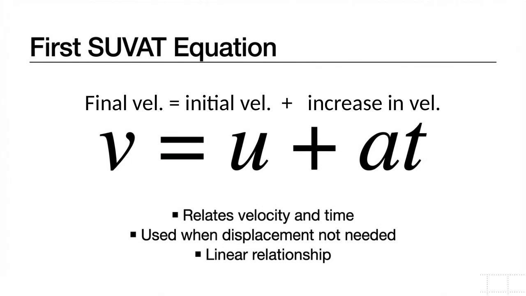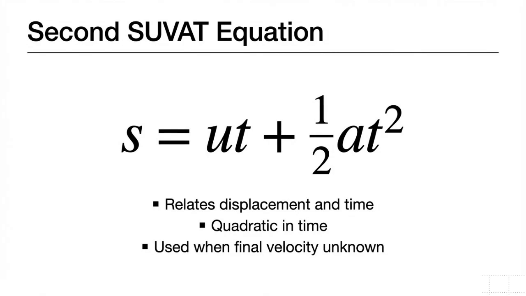This equation connects displacement with time by considering initial velocity and acceleration. It shows that displacement depends on both the time elapsed and the square of the time, which means the relationship is quadratic. This equation is especially useful when you don't know the final velocity but need to find out how far an object has traveled based on its starting speed and acceleration over a certain time period.